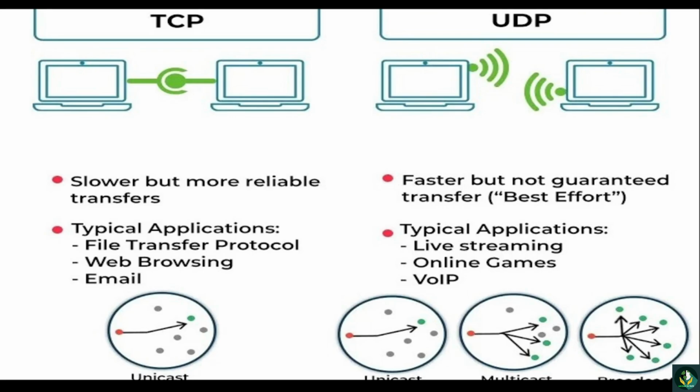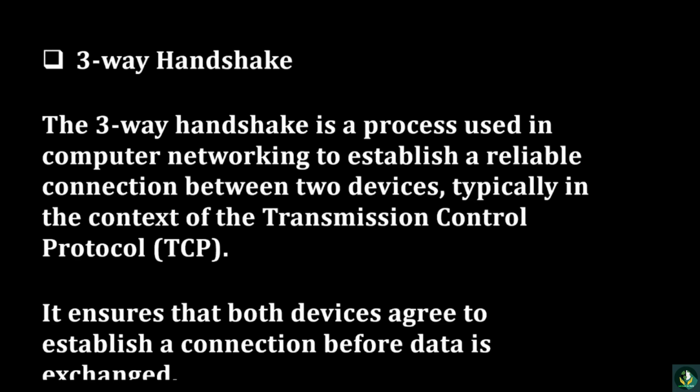Guys, in this lecture, you will learn about the three-way handshake. The three-way handshake is a process used in computer networking to establish a reliable connection between two devices, typically within the context of Transmission Control Protocol. As mentioned in the previous lecture, the three-way handshake is employed in TCP, right? It ensures that both devices agree to establish a connection before data is exchanged. In a similar manner, if two individuals want to communicate, both parties need to agree before they can engage in a conversation, right?